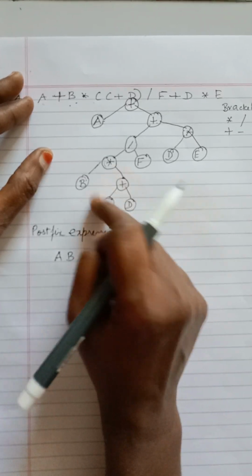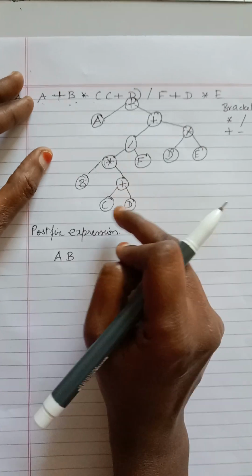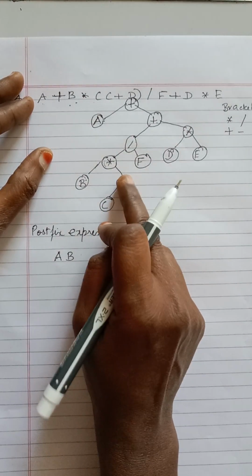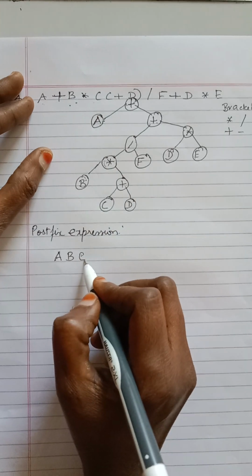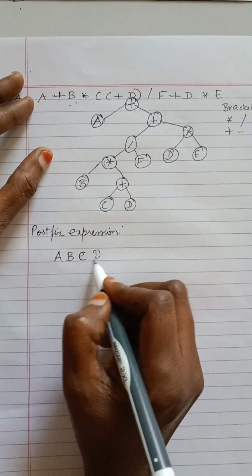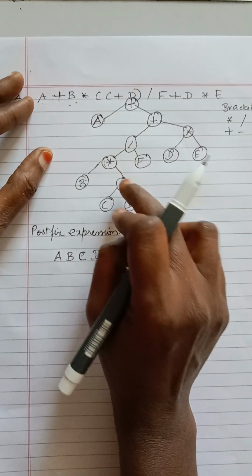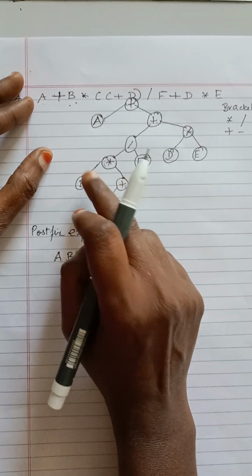Write the right subtree. Now in the right subtree we have plus, then C and D. C and D are left and right. So first for this root, we have to write left, that is C. Then we have to write D, and then we have to write the root, which is plus. Next we have finished the right subtree. We have finished the left subtree.